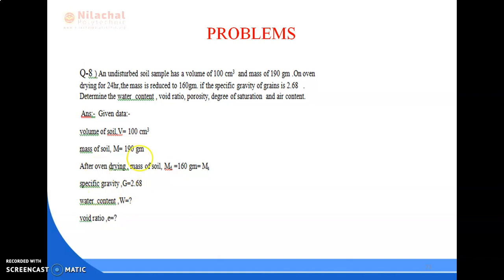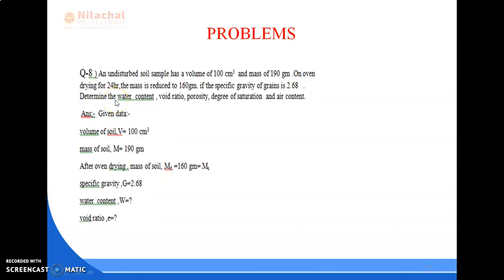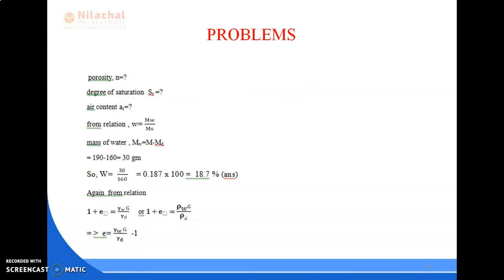And we have to find out water content W equal to question mark, void ratio e equal to question mark, porosity n equal to question mark, degree of saturation Sr equal to question mark, air content Sa equal to question mark. So, these 5 things we have to find out. So, let us see what we can find out from the given data.